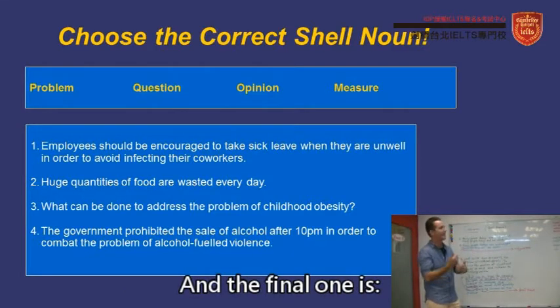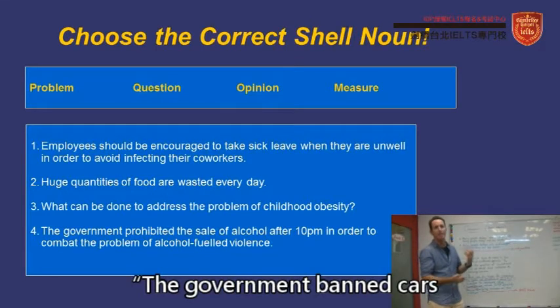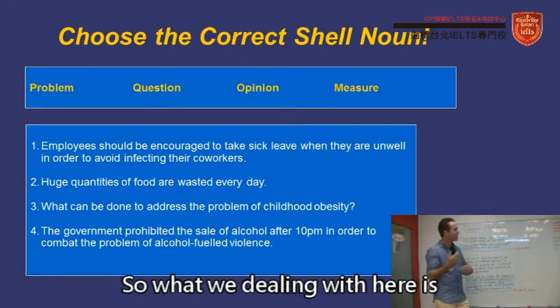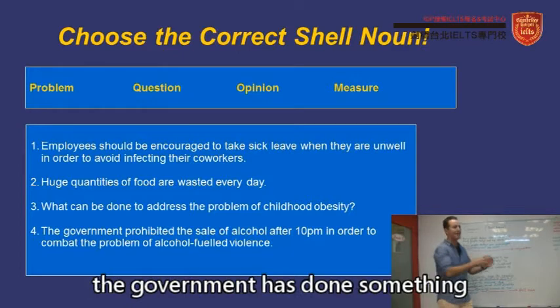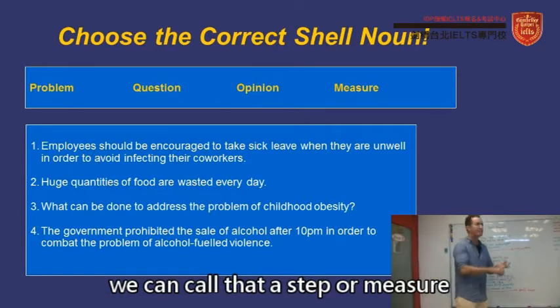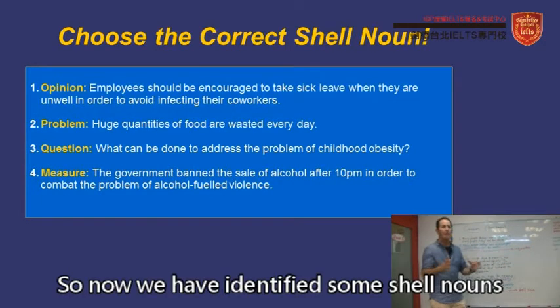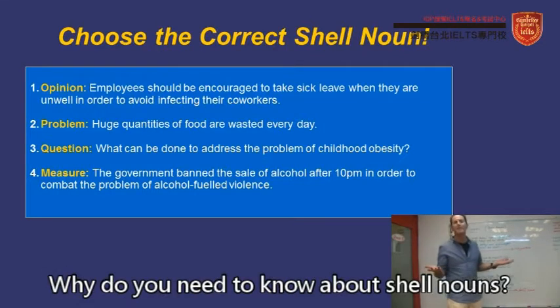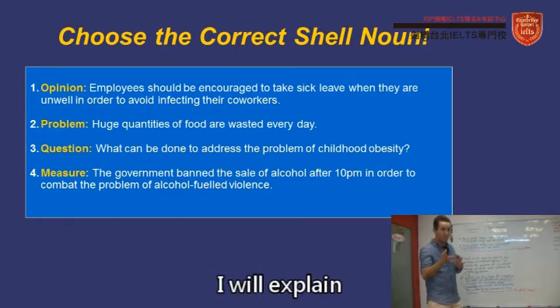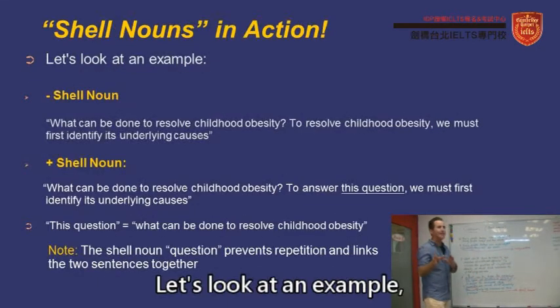And the final one is the government banned cars from entering the city centre in order to reduce the problem of traffic congestion. So what we're dealing with here, the government has done something to fix a problem. So when we do something to fix a problem, we can call that a step or a measure. Okay, so now we've identified shell nouns, so what? Why do you need to know about shell nouns? Why do you need to use them in your writing? Okay, I will explain. Let's look at an example.